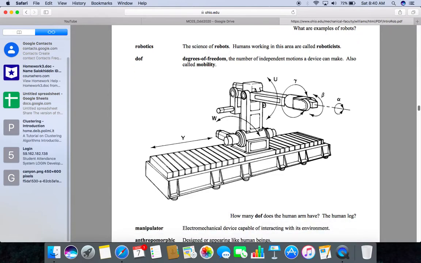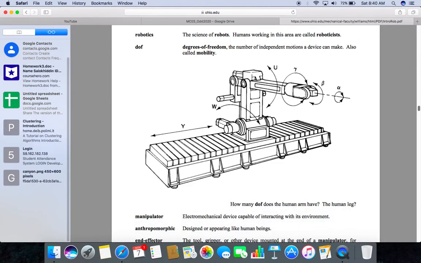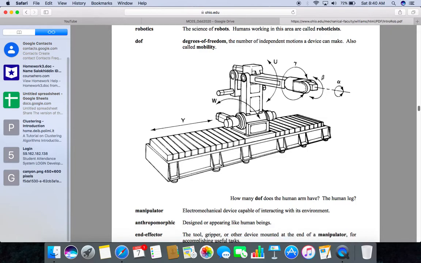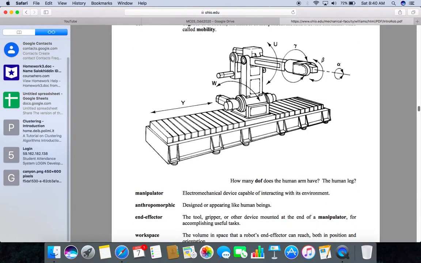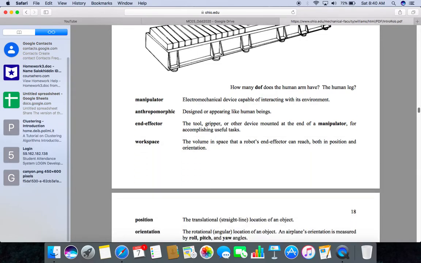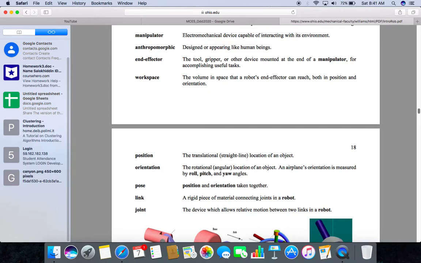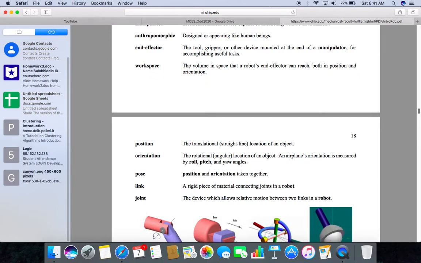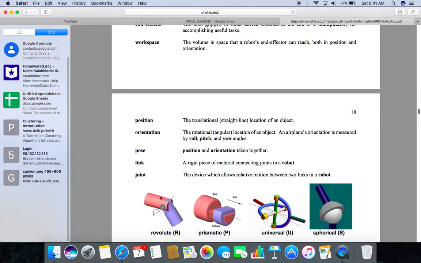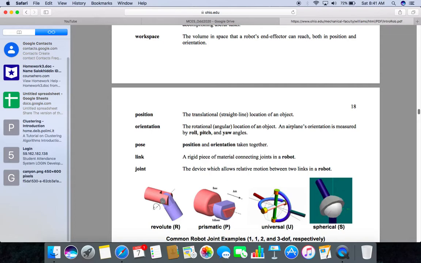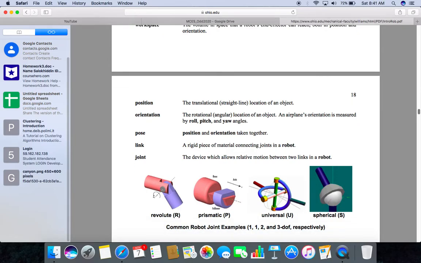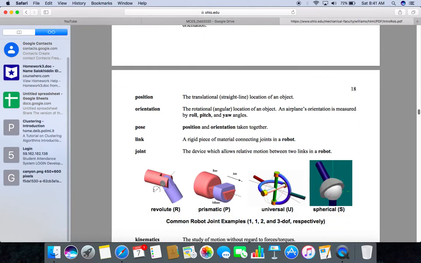this is an example of a robotic leg, manipulator, anthropomorphic, end effector, workspace, position, orientation, pose, link, joint. So it is a revolute R, prismatic P, universal U, and spherical S. Common robot joints are shown over there.